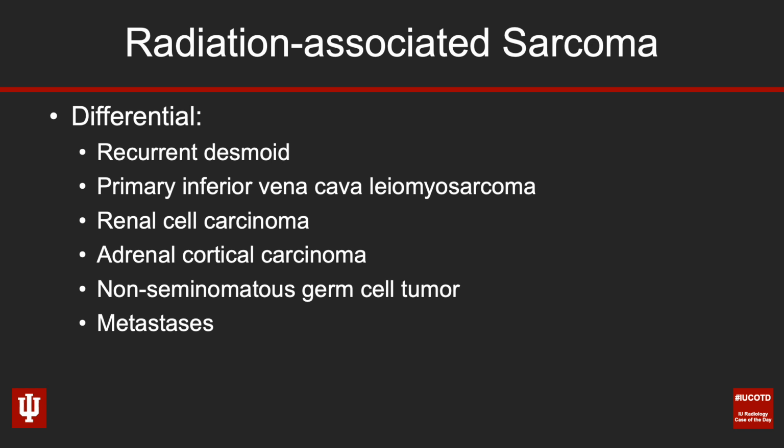For this case, the differential includes recurrent desmoid, primary inferior vena cava leiomyosarcoma, renal cell carcinoma, adrenal cortical carcinoma, non-seminomatous germ cell tumor, and metastasis. Transitional cell carcinoma invasion into the IVC is a possibility, but it's very rare. Bland IVC thrombus could also be considered, although calcified thrombus is also quite rare.